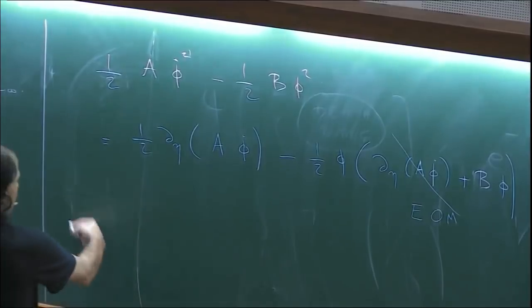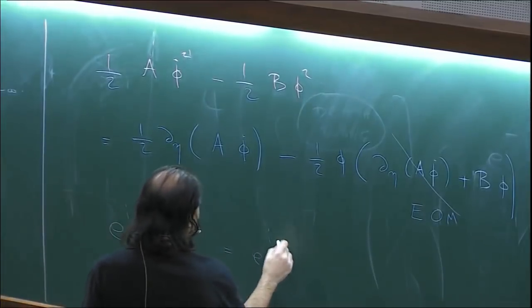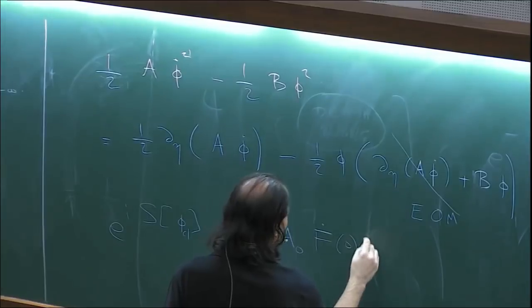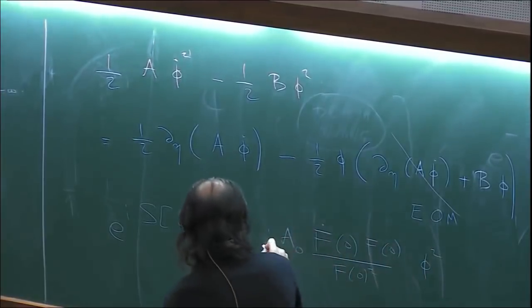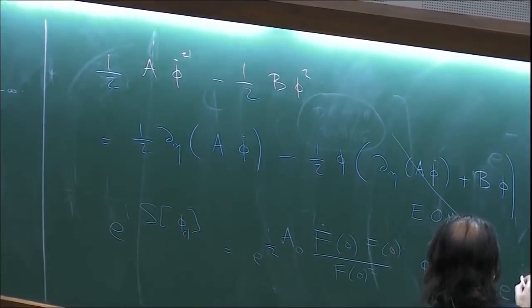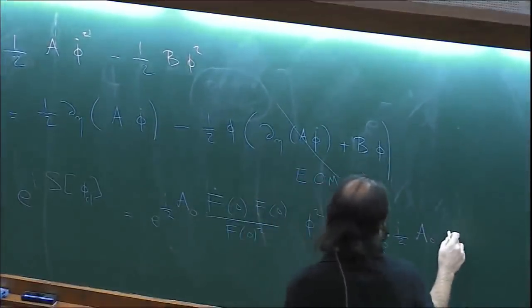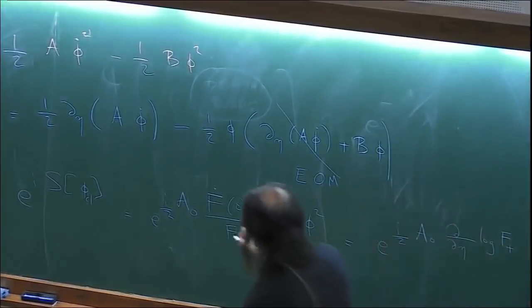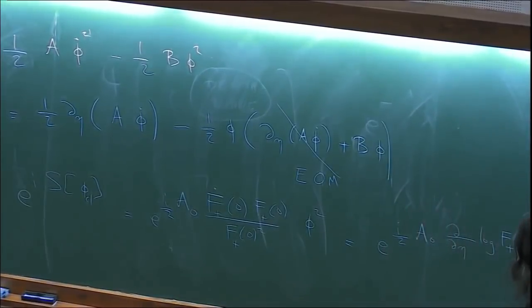Okay, and so finally, e to the I S of phi classical is then equal to e to the I A at 0, so I'll call that A naught, times f dot of 0 over f of 0, times phi squared over 2. So it's actually convenient to write this as e to the I over 2 A naught, and you see this is just d d eta of log f plus, evaluated at eta naught, times phi squared. Okay, so this is psi of phi.